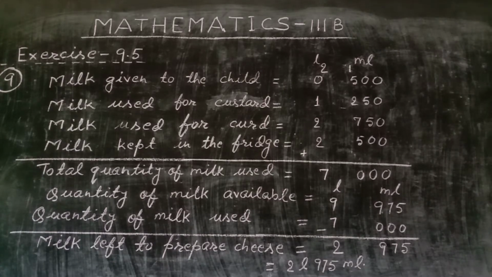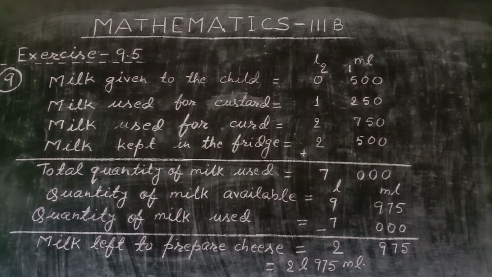Question number 9 states that Kavita bought 9 liter 975 milliliter of milk. Out of this, she gave 500 milliliter to her child, used 1 liter 250 milliliter to prepare custard and 2 liter 750 milliliter to prepare curd. She kept 2 liter 500 milliliter in the fridge and used the rest of the milk to prepare cheese. How much milk was used to prepare cheese?